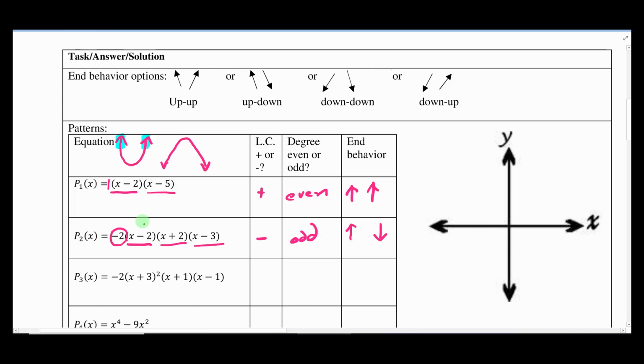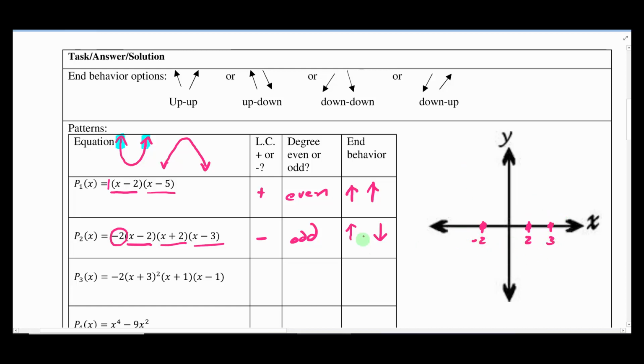All right, and we can tell from the linear factors, since we have a factor of x minus 2, we'll have an x-intercept at positive 2. So I'll go ahead and plot that point. And then we have x plus 2, so we'll have an x-intercept at negative 2. And then we have a factor of x minus 3, so we'll have another x-intercept at positive 3.